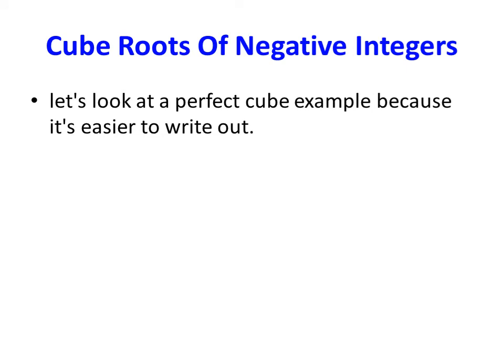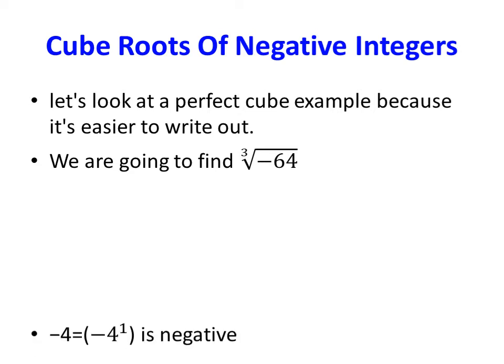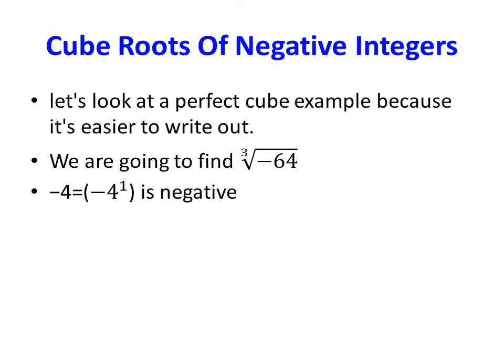Let's look at a perfect cube example because it's easier to write. We are going to find the cube root of minus 64. Now, using the laws of exponent, if it is written only minus 4, it means that minus 4 has its exponent 1. If it is minus 4 raised to power 1, 1 is an odd power, so your answer is negative.